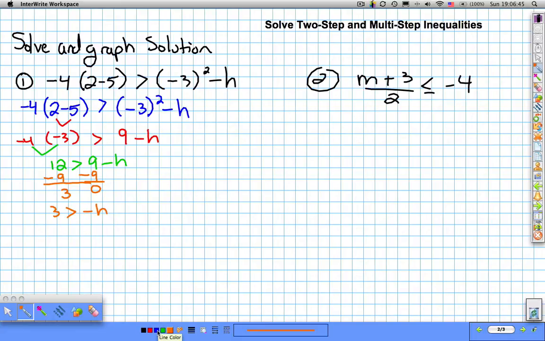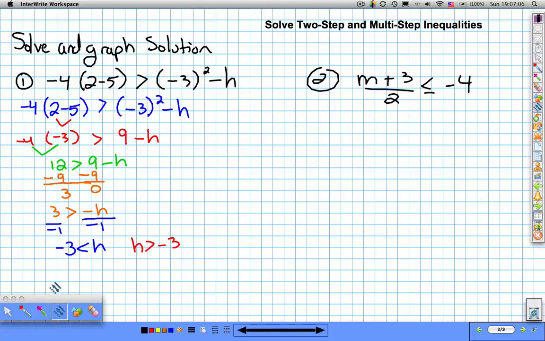Now this is a negative h, so what I need to do is divide by this negative 1. And in doing so, remember, if we multiply or divide by a negative, we have to flip the sign. So it's going to be negative 3 is less than h. But for me to graph it, I prefer having the variable first. So really this turns into h is greater than negative 3.